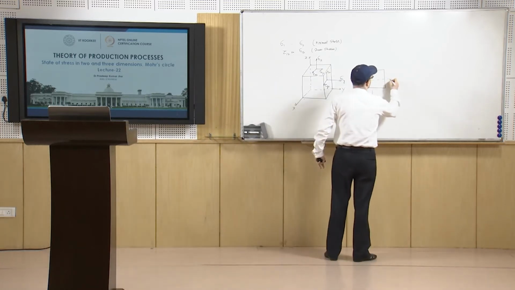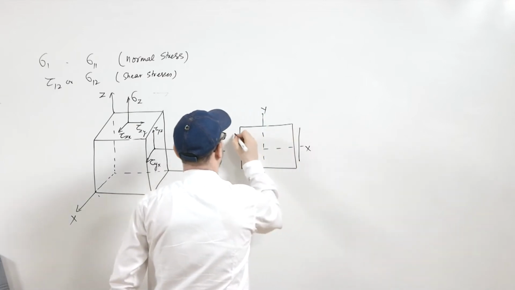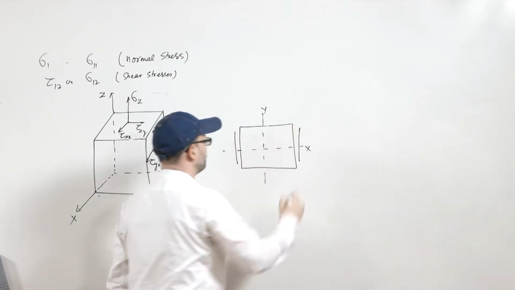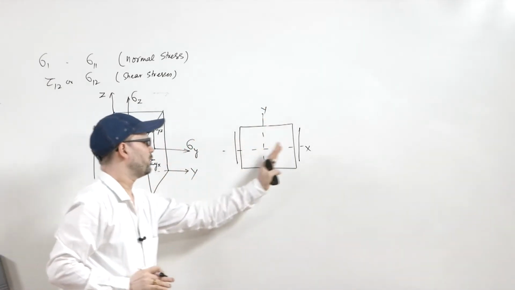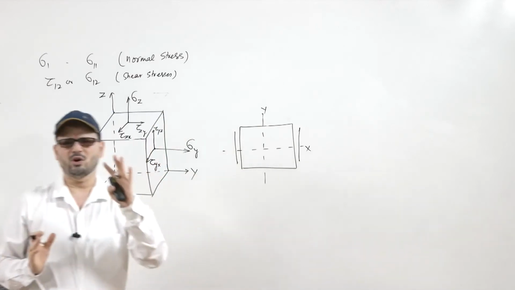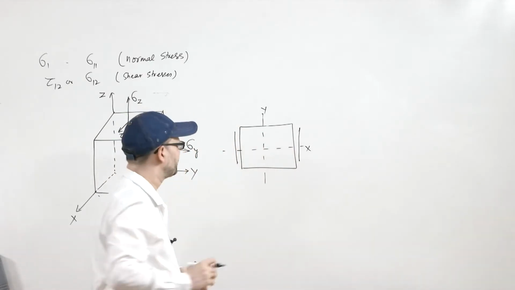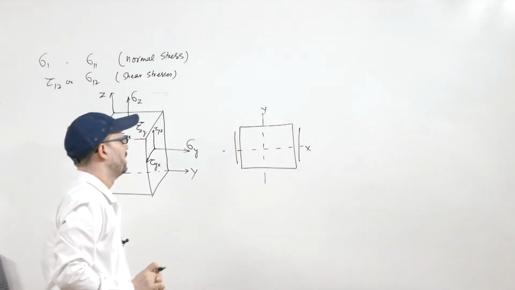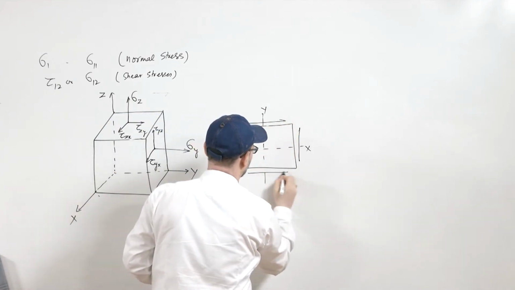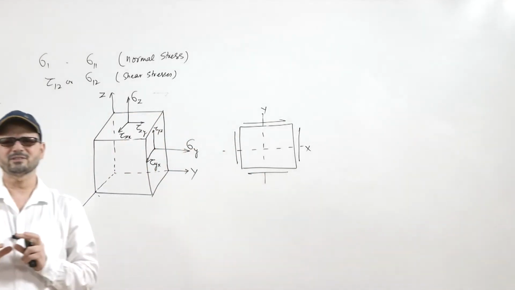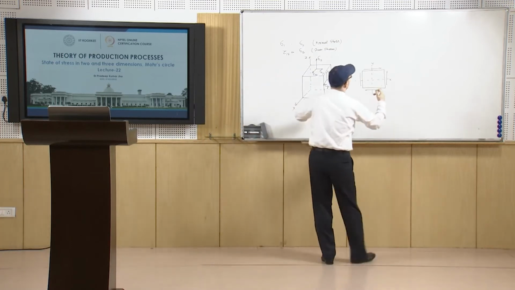So, if it is x and if it is y, now in this case you have this. If this is positive and this is negative, this is the positive face and this is the negative face. So, on the positive face you will have a positive shear stress. Similarly, this is the positive face, so you will have this, and this is the negative face, so you will have this in the negative direction.